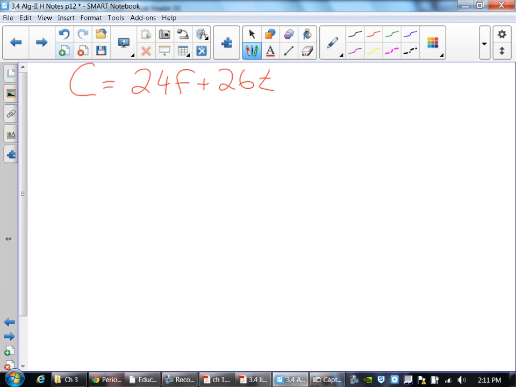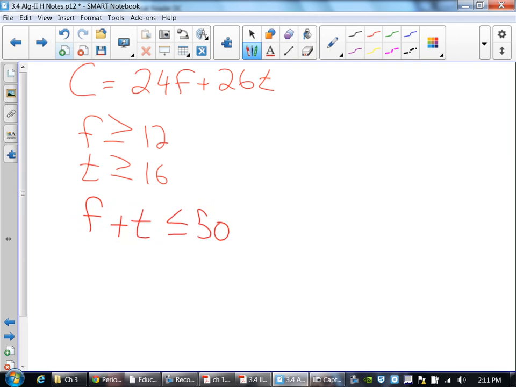Restriction: it said they have to have at least 12 first class seats. So, first class seats has to be greater than or equal to 12. At least 16 tourists. And then how many does the plane hold? 50. All we're doing is counting the number of people. Count the number of first class people, add the number of tourists, then it can't be any bigger than 50.